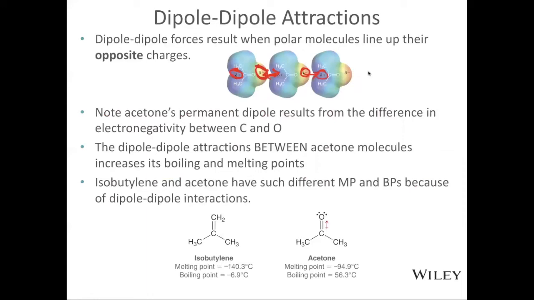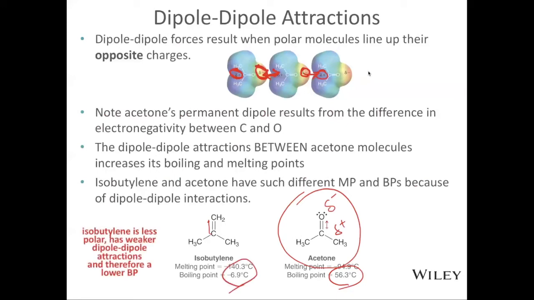And if you look down below, you can see the difference between isobutylene and acetone. So acetone, because of that partial negative oxygen and partial positive carbon, would have dipole-dipole interactions. So we see a boiling point of 53 degrees Celsius. Whereas if we have isobutylene, we still have that double bond here, but we do not have any difference in electronegativity. So that boiling point is in the negatives. So it turns out that isobutylene is less polar and therefore has a weaker dipole-dipole interaction and therefore has a lower boiling point. Where acetone has this dipole-dipole interaction for sure, so that increases the boiling point.